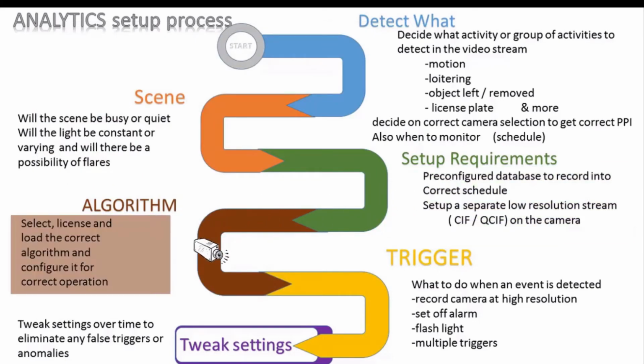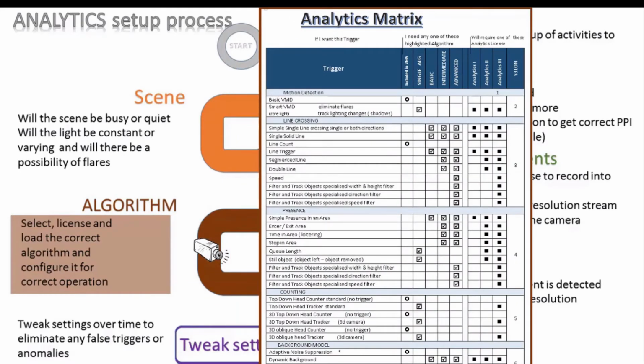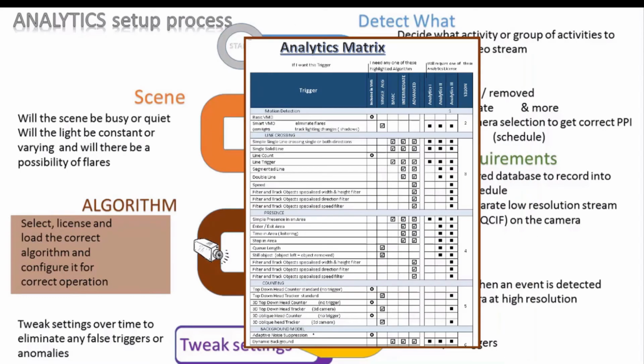Now the correct algorithm can be selected, licensed and loaded. The selection of the algorithm will be based on the previous steps. There is a link to a downloadable document showing a matrix of requirement versus algorithm versus license. This will assist in choosing the correct algorithm and license. Basically, how the matrix works is, whatever trigger is needed, choose the algorithm and purchase the associated license. In the video, basic VMD will be needed and no additional license because it is included with the VMS software.